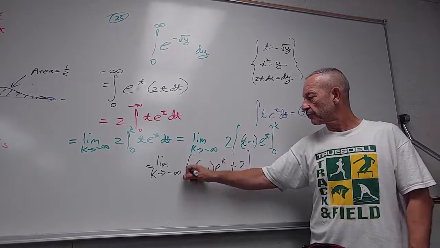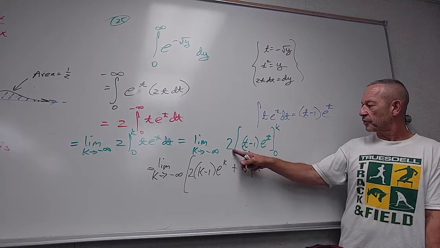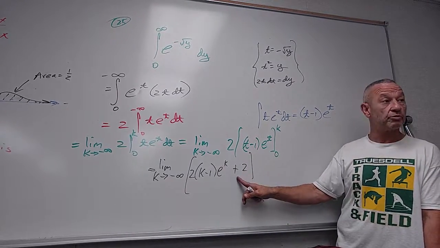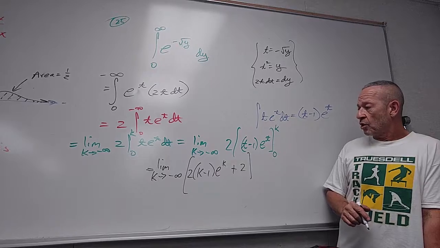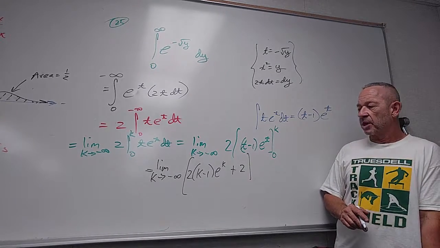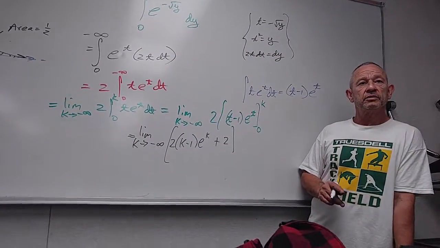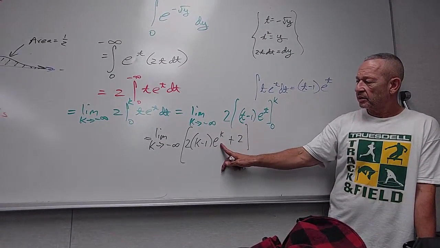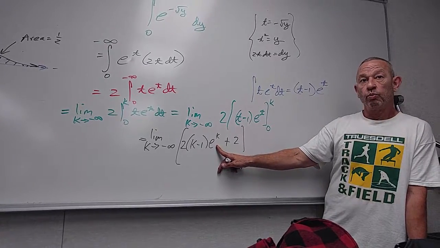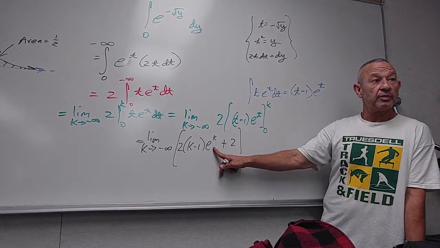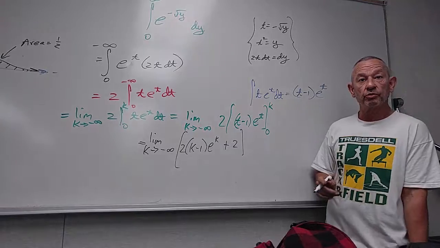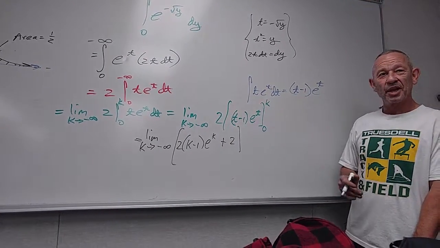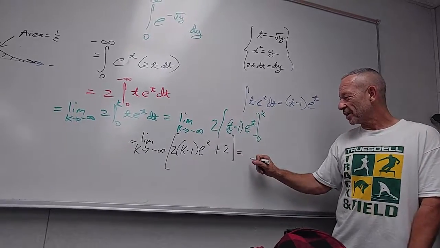Does everybody agree with that? If I plug in 0 here, this is minus 2 e to the 0, so minus 2 times 1, but we're subtracting. All right, well, let's let k be minus infinity. What do I get then? Infinity over infinity, right? So I can use L'Hopital's rule, as soon as I write it that way.